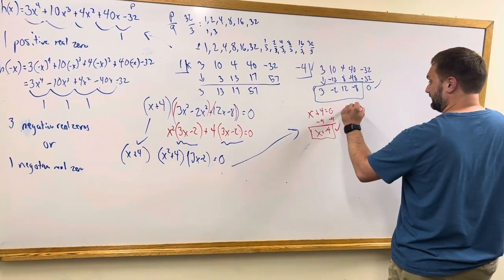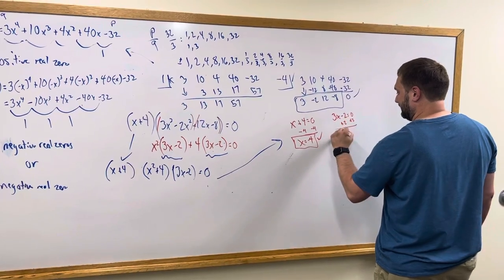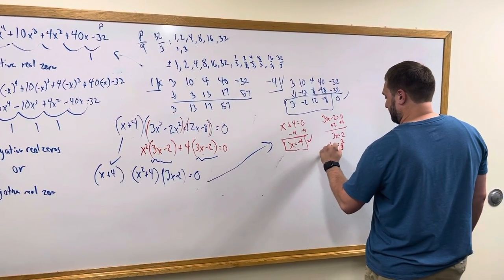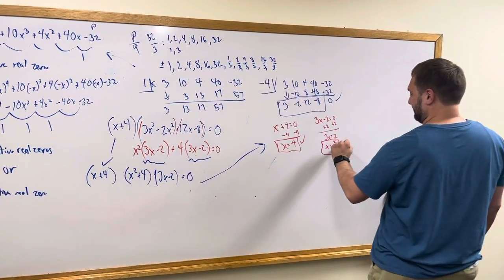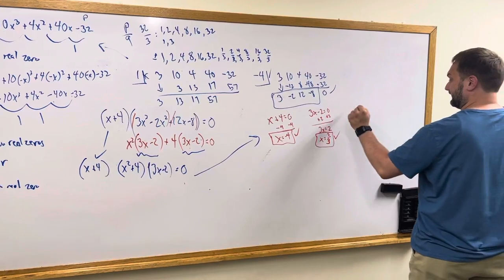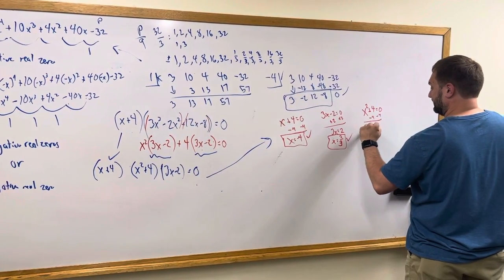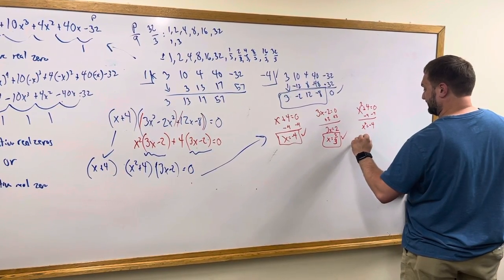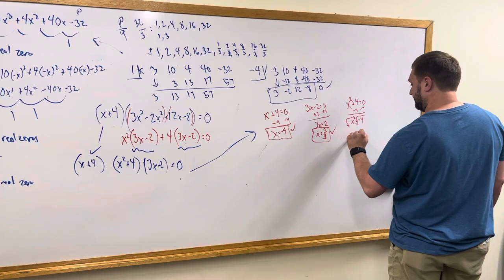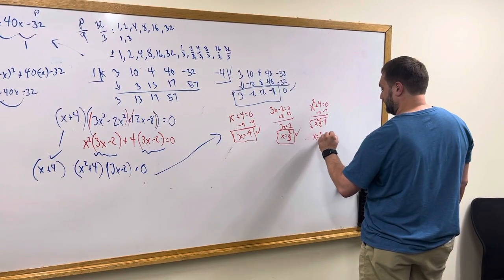And then let's do 3x minus 2, that'll be a little bit easier. We'll add 2 to each side, so we get 3x equals positive 2, and x equals 2 over 3. So that'll be our one positive real zero. And x equals negative 4 will be one of our negative real zeros, so we can either have 1 or 3. And then we'll do x squared plus 4 equals 0. We'll subtract 4 from each side, so we have x squared equals negative 4. And then we'll take the square root of each side. The square root of a negative number gives us an imaginary number, so it'll be plus or minus 2i.